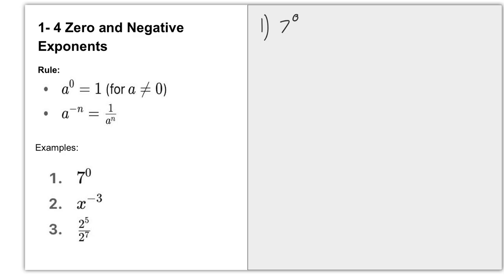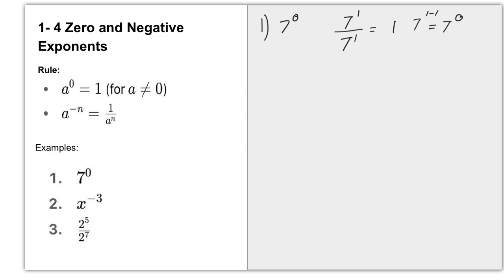Example 1: 7 raised to the 0 power. Okay, so how do we get there? We already know that when we have a number, let's say 7, and it doesn't have any exponent, we know its exponent is 1. And then if we divide by 7, what is 7 divided by 7? We know it will equal 1. And if we follow the exponent rule, we know we have to subtract the exponents, right? And that will equal 7 raised to the 0 power. It's that simple, okay?